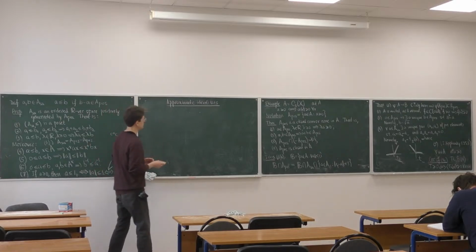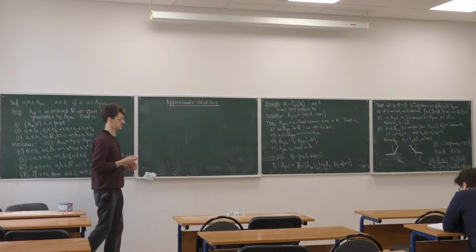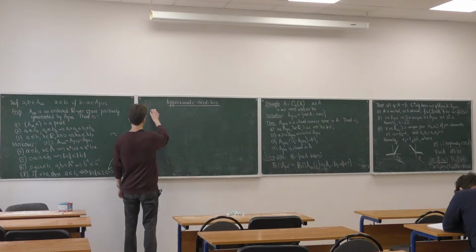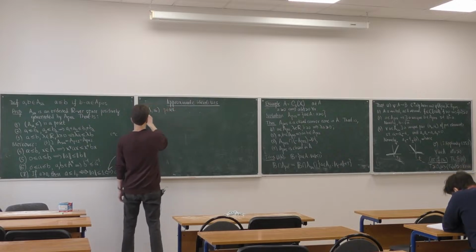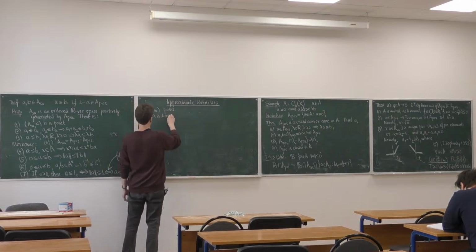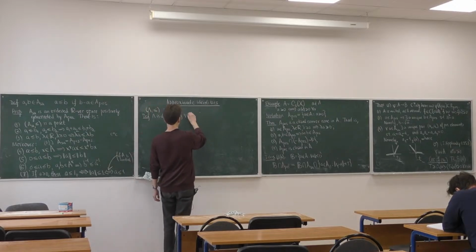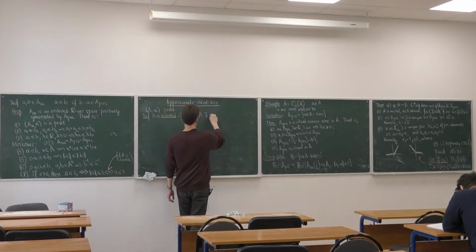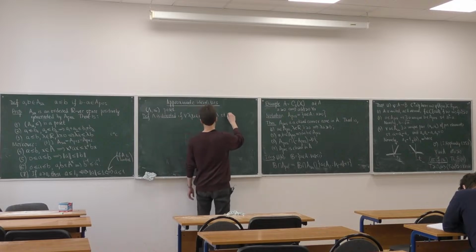So let me, to begin with, briefly recall some definitions related to nets in topological spaces. Suppose we have a poset, a partially ordered set lambda, and then we say that lambda is a directed set if it satisfies the following condition. For every two elements lambda and mu in this set, there is another element nu which dominates both lambda and mu.